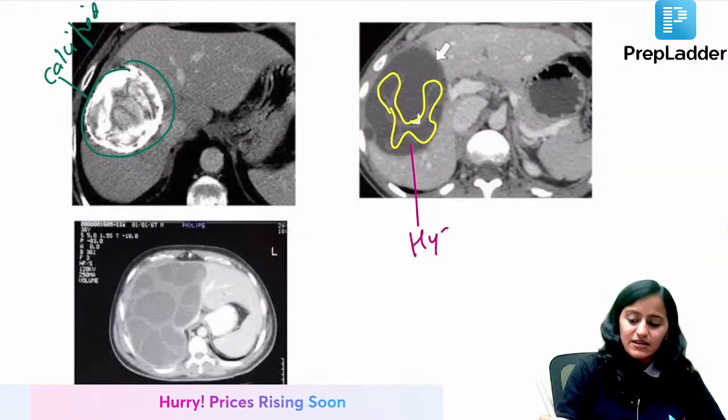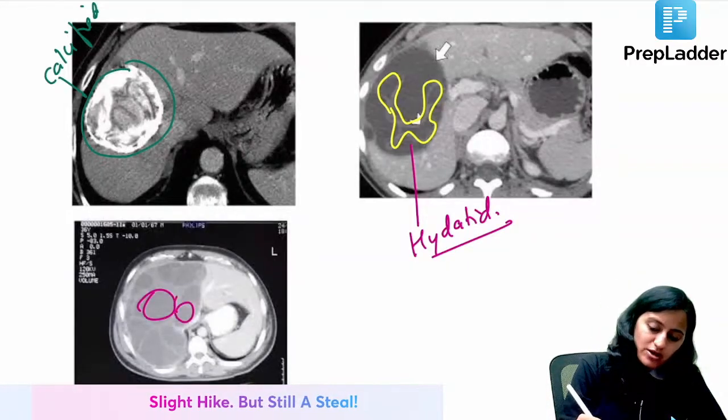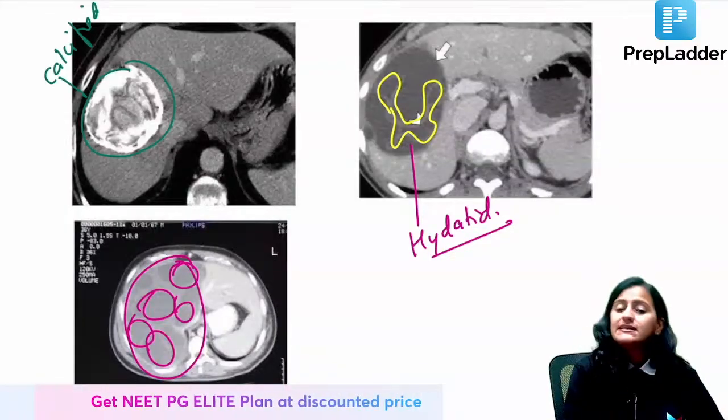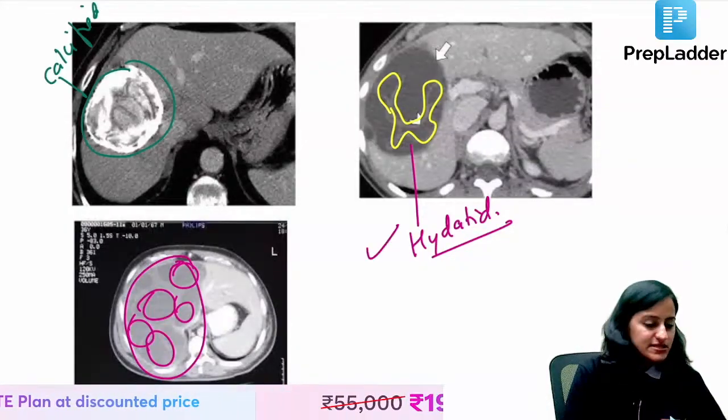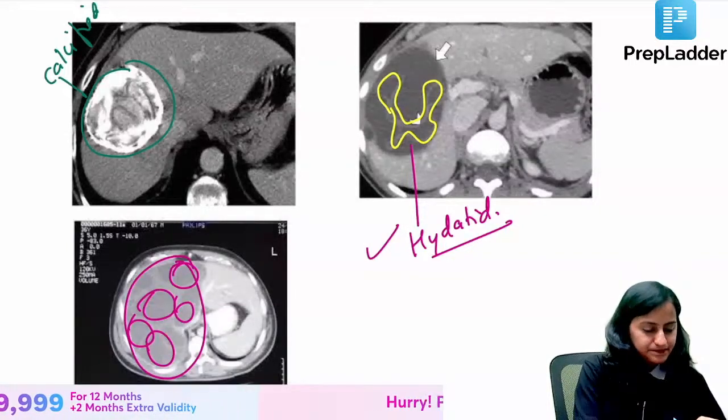This is classical of hydatid, water lily sign. It might show multiple daughter cysts. Within the large cyst, there are multiple daughter cysts. That is also hydatid. Okay, so this is how hydatid will look like.